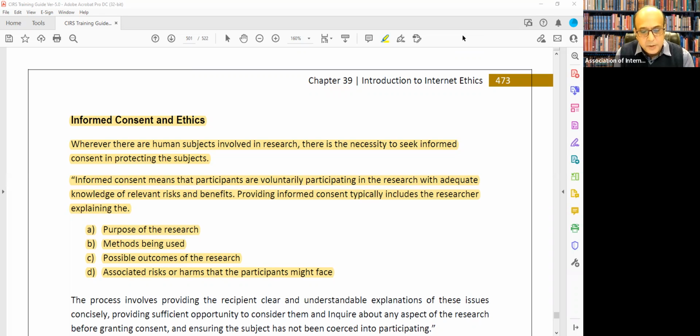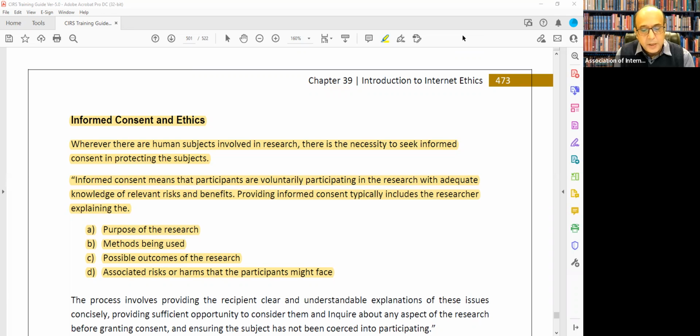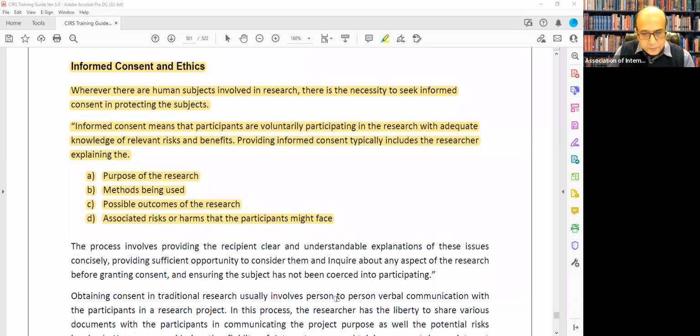Associated risks or harms that the participants might face will also be a part which you'll have to explain and express. So these are the four things which are considered as pieces of information that have to be exchanged between yourself, the subject, and whoever is going to be the user of that research. And this is given the legal blanket. So these are the four things that we have to be mindful of.